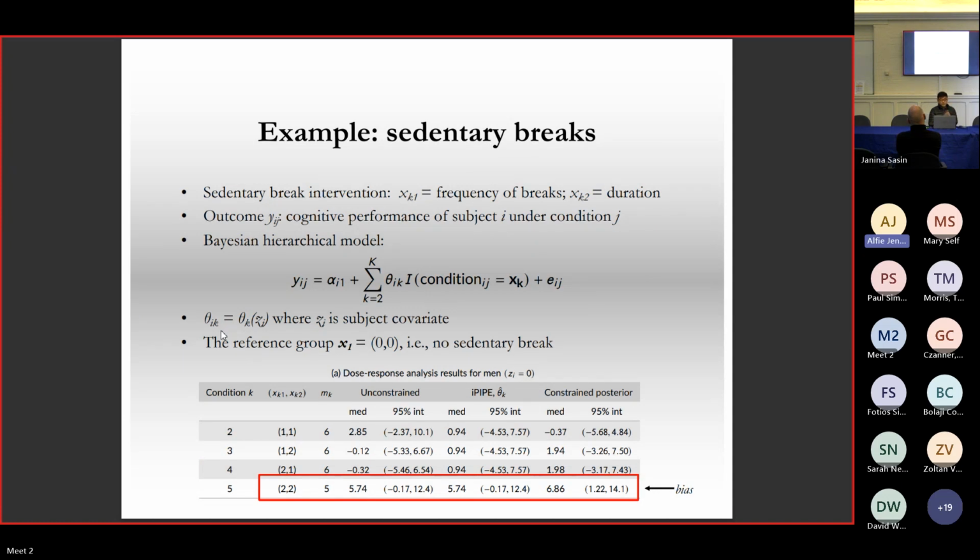But this is also very interesting. This is a trial setting where we want to look at the effect of sedentary breaks on health outcome. Oh, your time. Okay, good. And so we're going to look at the health effects of sedentary breaks.